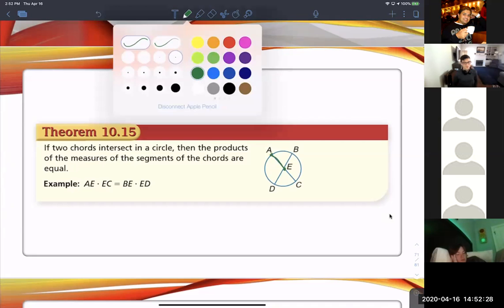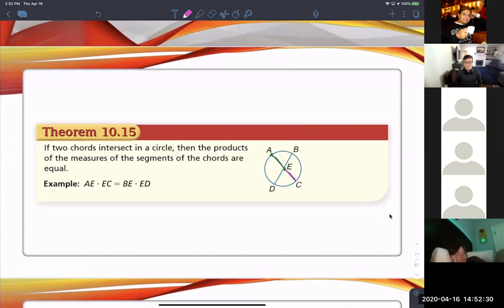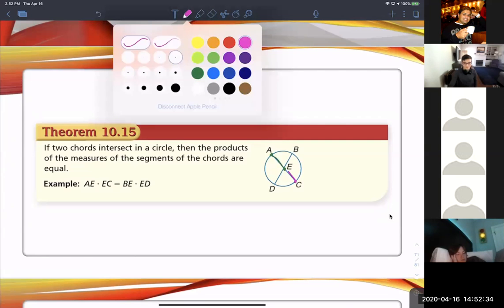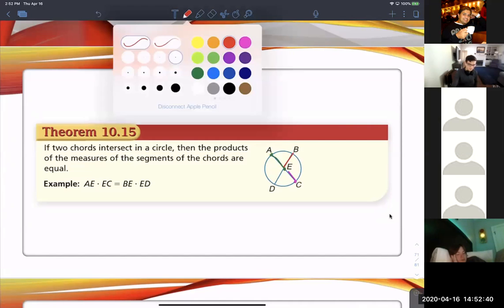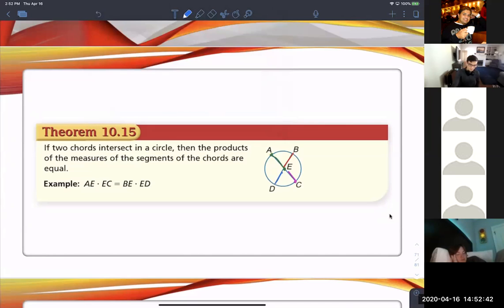AE and EC versus BE and ED. So when you have two chords intersecting on the inside, it forms four separate line segments, AE, EC, BE, and ED.